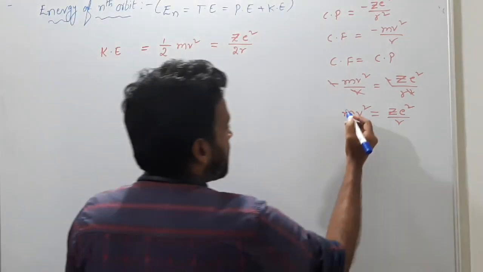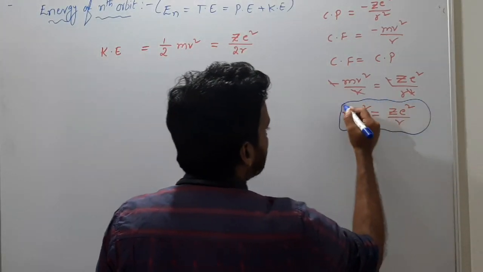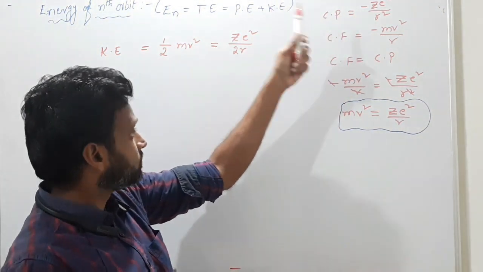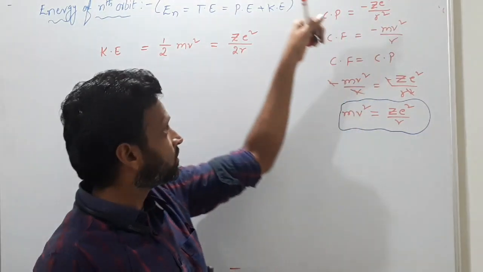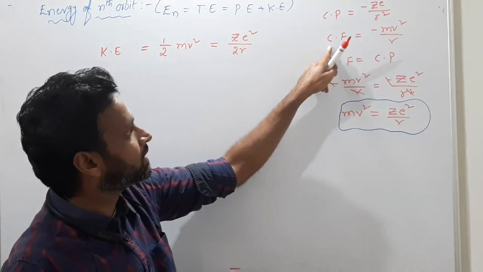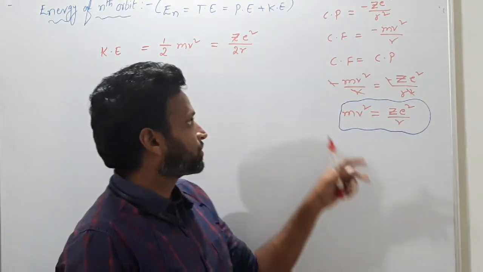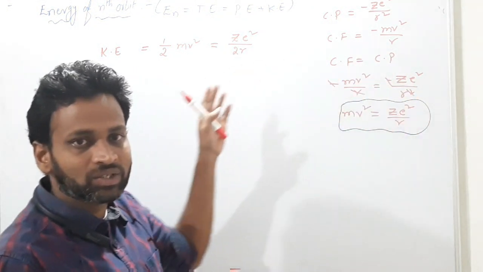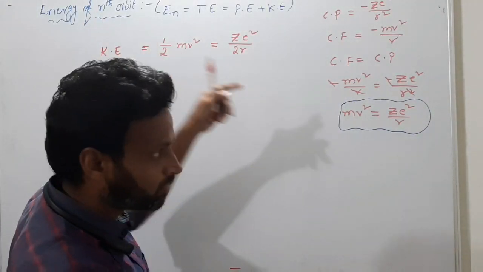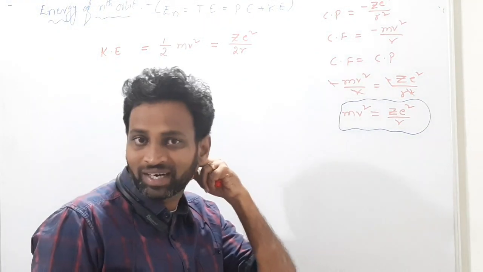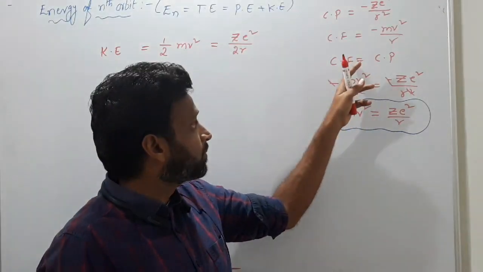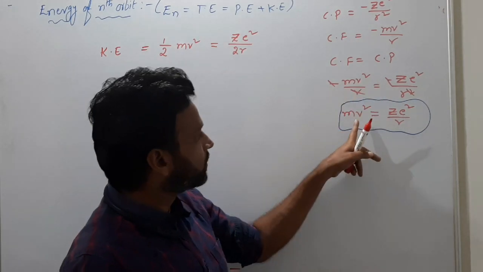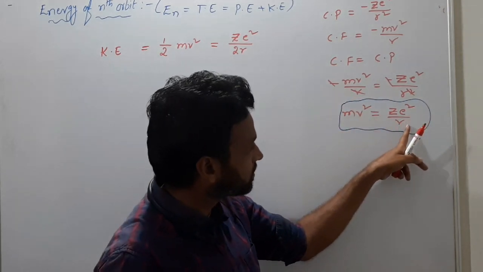What is this? mv square is equal to Ze square by r. You remember this from learning about the radius of nth orbit. I gave the centripetal force and centrifugal force. Both are equal when the electron is revolving in a certain orbit, because for the energy of nth orbit, we are calculating the energy for a particular orbit, which means the centripetal and centrifugal forces are equal. So from that you have mv square is equal to Ze square by r.